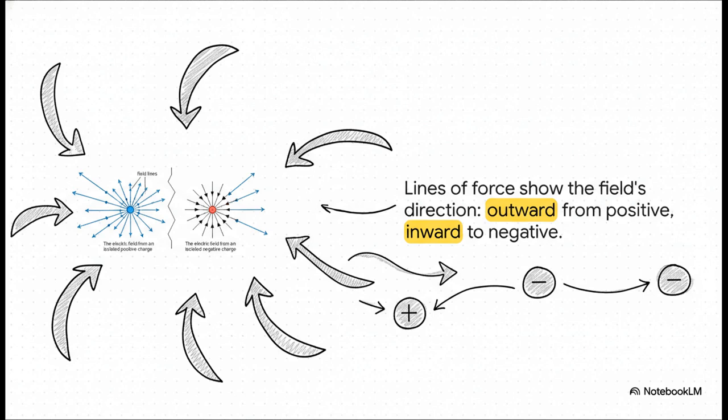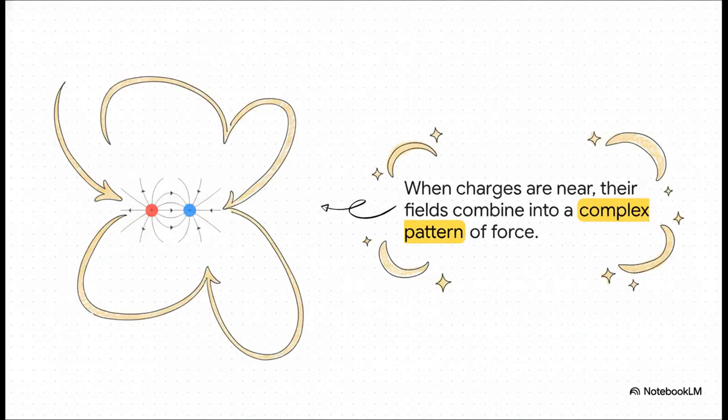And see where the lines are bunched up close together? That's where the field is the strongest. And this is where it gets beautiful. Look what happens when you bring a positive and a negative charge near each other. Their individual fields combine. The lines of force flow gracefully out of the positive and into the negative, creating this perfect visual map of the attraction between them. You can literally see the force.